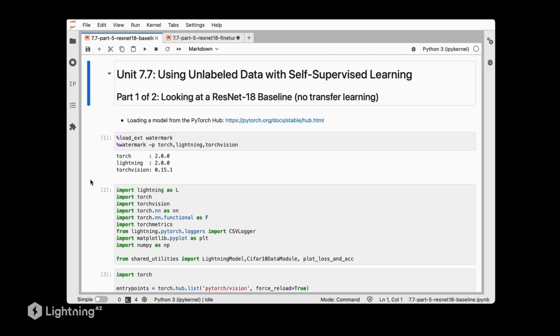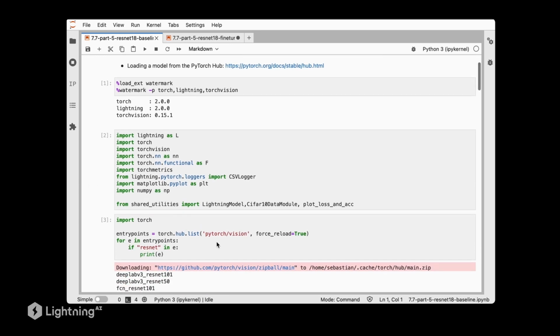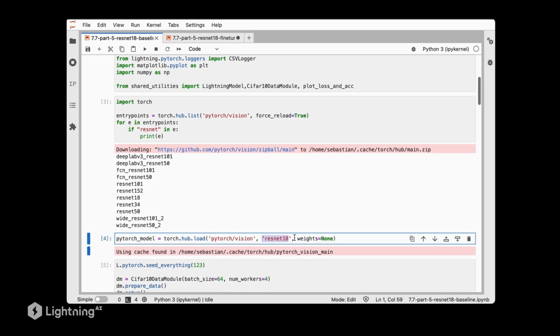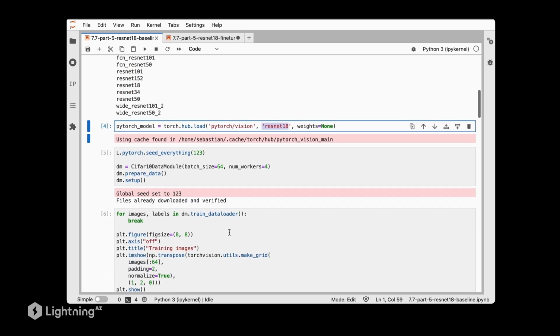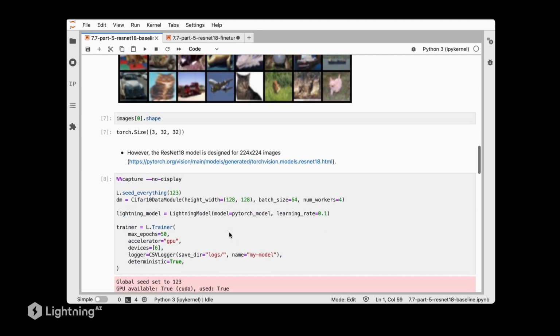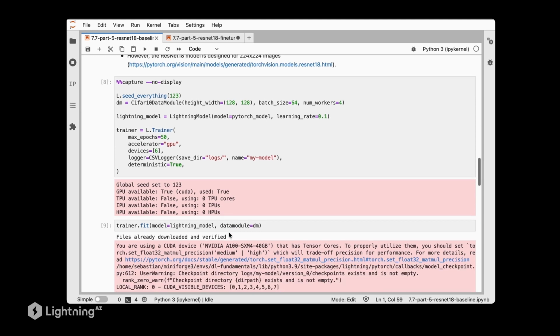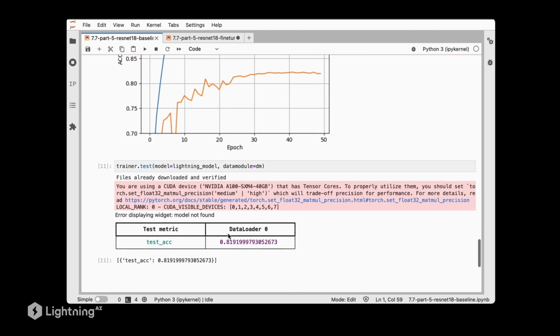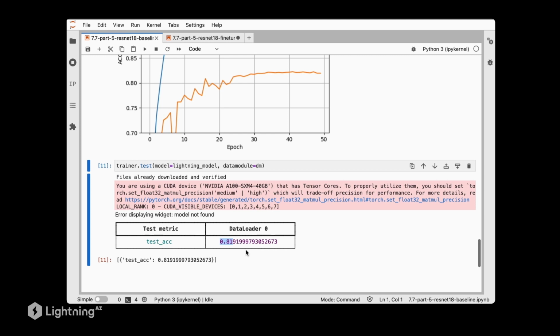So here I'm using a notebook that we used earlier already, where we have our PyTorch Vision Hub and load the ResNet-18 model without pre-trained weights. And then we train it on CIFAR-10. So this is really a notebook that we saw earlier, so I'm just scrolling through this rather quickly here. And this notebook, for reference, achieves about 81.9% classification accuracy on CIFAR-10.